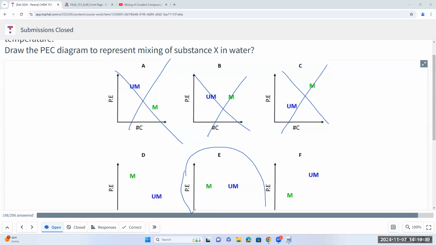Because if that was not the case, let's say that the potential energy is like in D, where the mixed state has a higher potential energy, then an increase in the temperature must increase the solubility. If it was F, then an increase in the temperature must decrease the solubility. But that is not the case according to the information given, right? Therefore, both mixed and unmixed must have the same potential energy, and the only PEG diagram that satisfies that is option E.